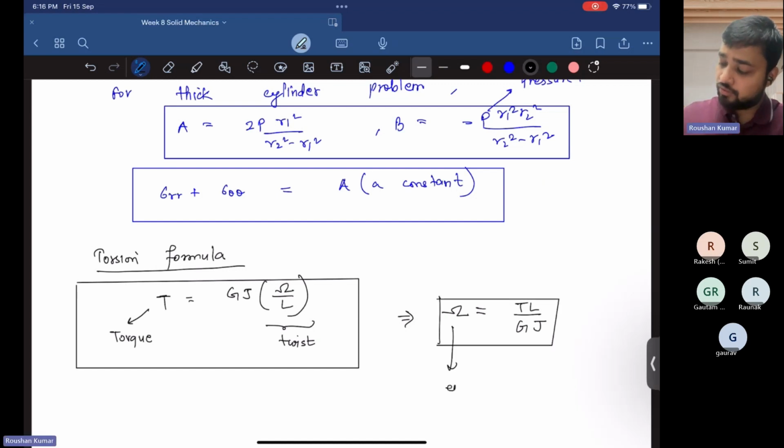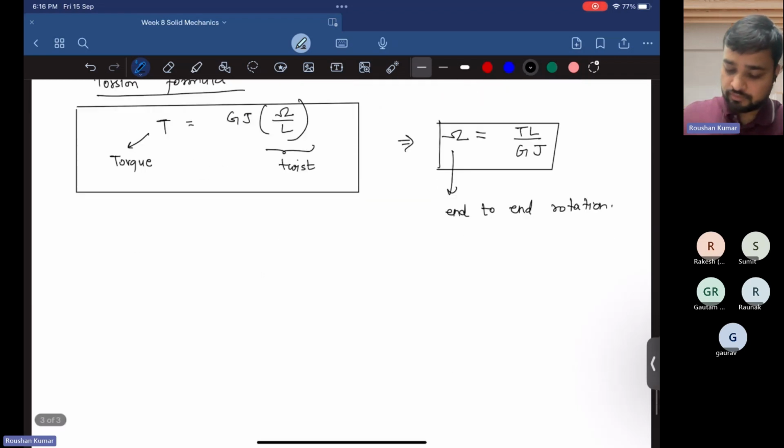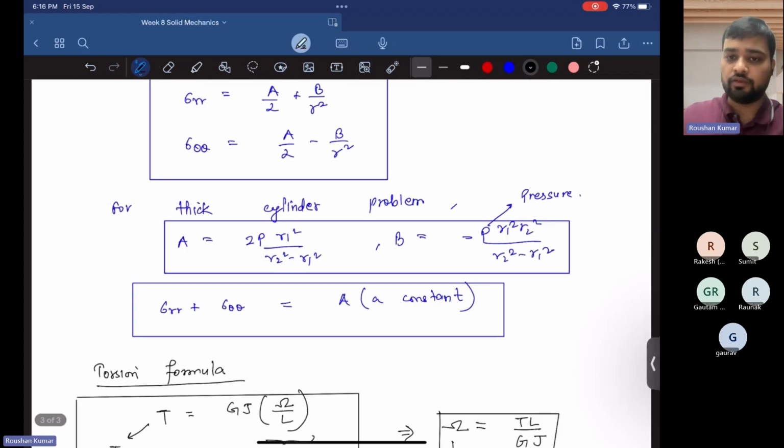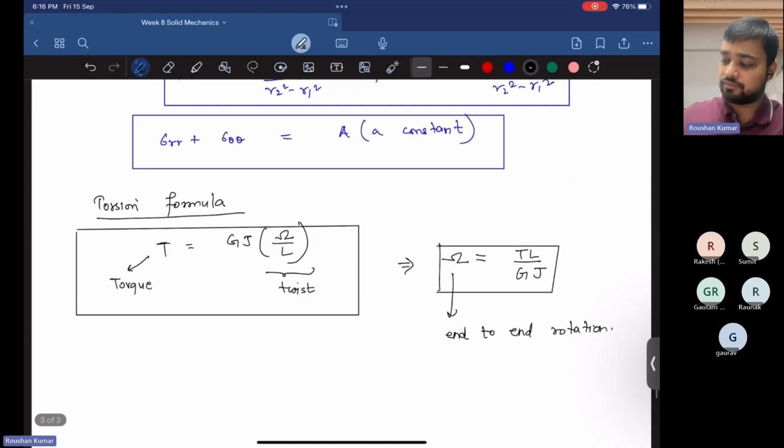So it is called end-to-end rotation. This is all about lectures number 21 and 22, based on problem solving. You can refer to those lectures to see the problems that are already solved. I will solve some new problems based on this concept. So let's start the problem solving session now.